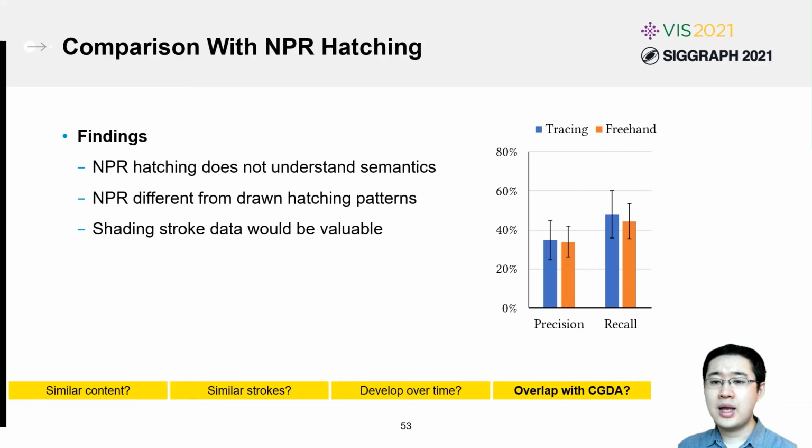We found that less than half of drawn shading is consistent with NPR hatching. The hatching algorithm does not understand the semantics of the prompt, resulting in hatching patterns different from what people draw. The diversity of shading techniques presented in our dataset can inform new NPR hatching algorithms.